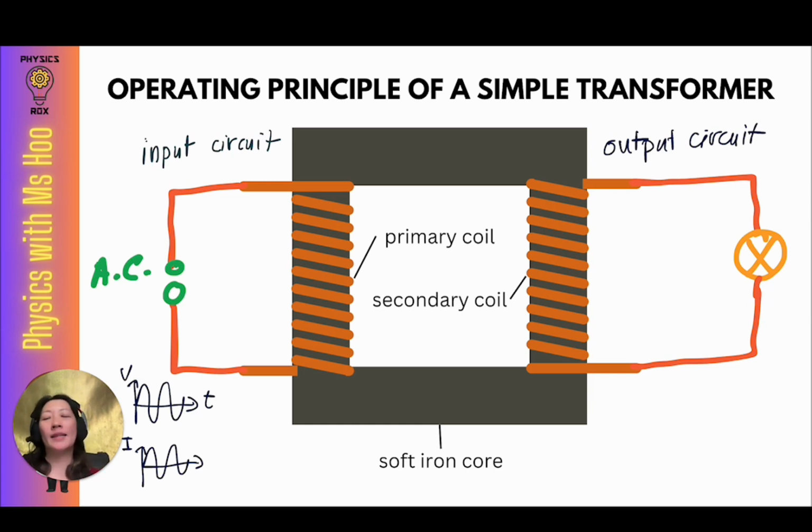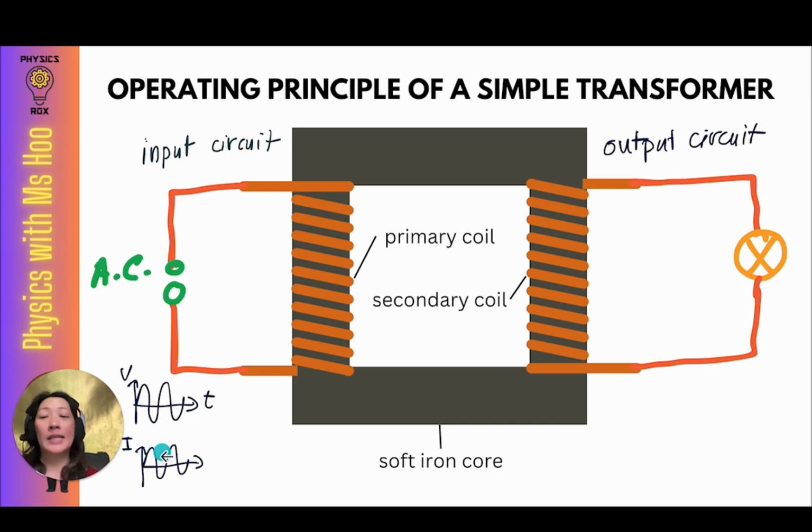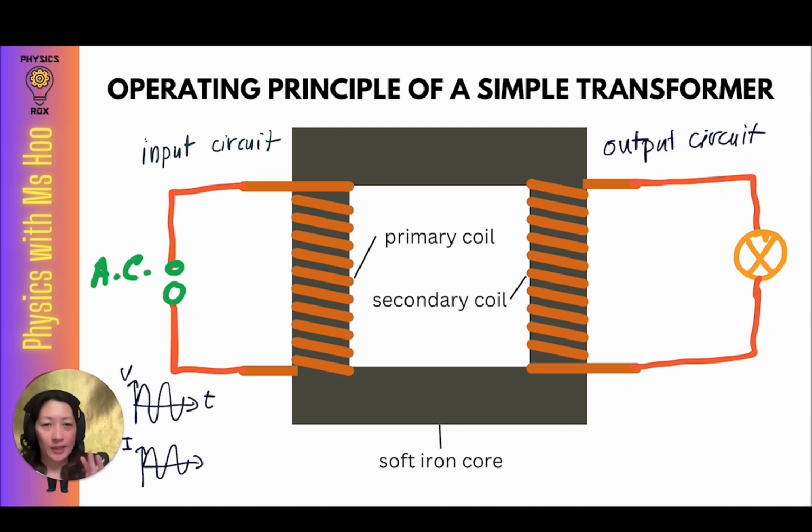Now, why is this important for the transformer? So we must understand that when current increases, the magnetic field strength increases. And when current decreases, the magnetic field strength decreases. When the current changes direction, the magnetic fields also will change direction. So to help you visualize this, I'm going to sketch on this diagram the magnetic fields.